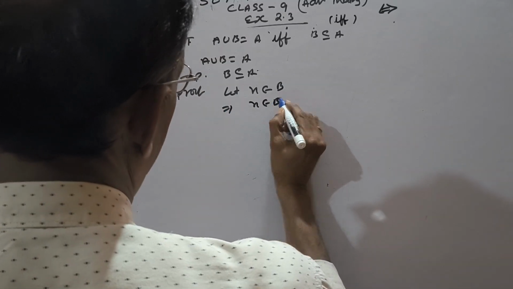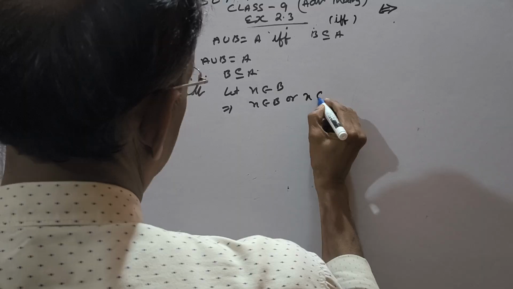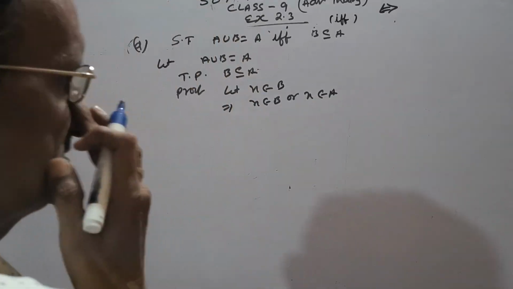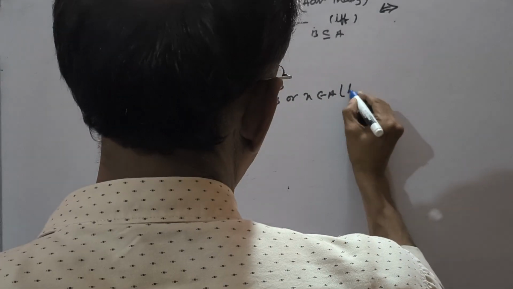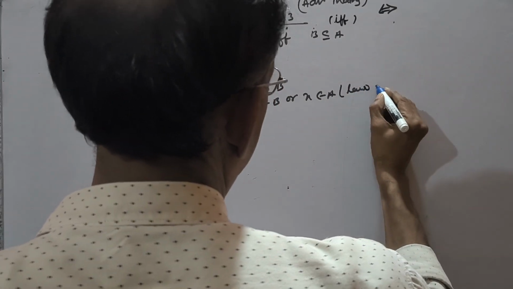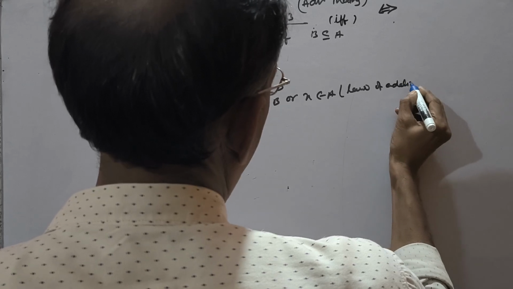Then we can write x belongs to B or x belongs to A. Or means not confirmation. It may be in A, may not be in A, but we can write this. This is actually called the law of addition. Okay.